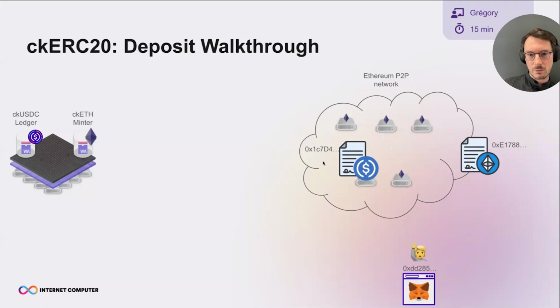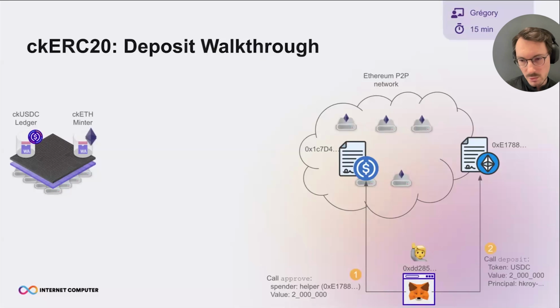So let's say the user already has some USDC. The first step would be to call the USDC smart contract. Because it's an ERC20 smart contract, it has an approve method where the user can specify another Ethereum address, in that case the helper smart contract, and some amount. That would mean that the user allows the helper smart contract to use some of his funds. That's very similar to an ERC20 approval.